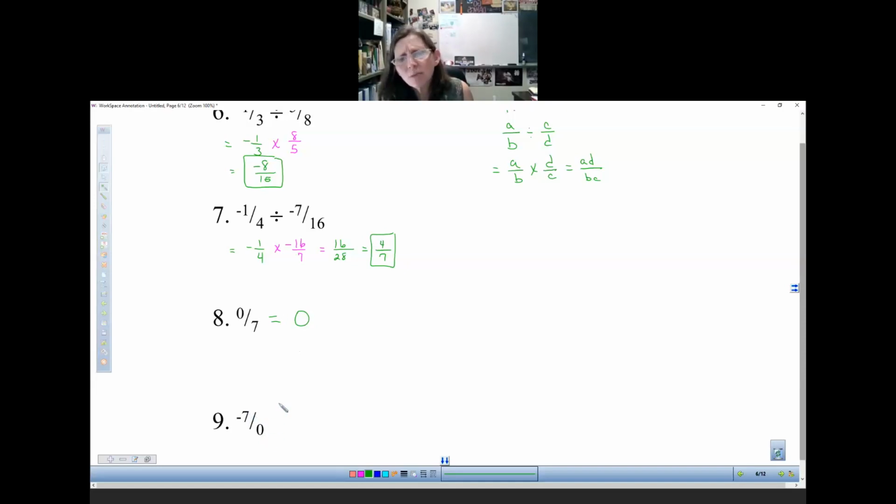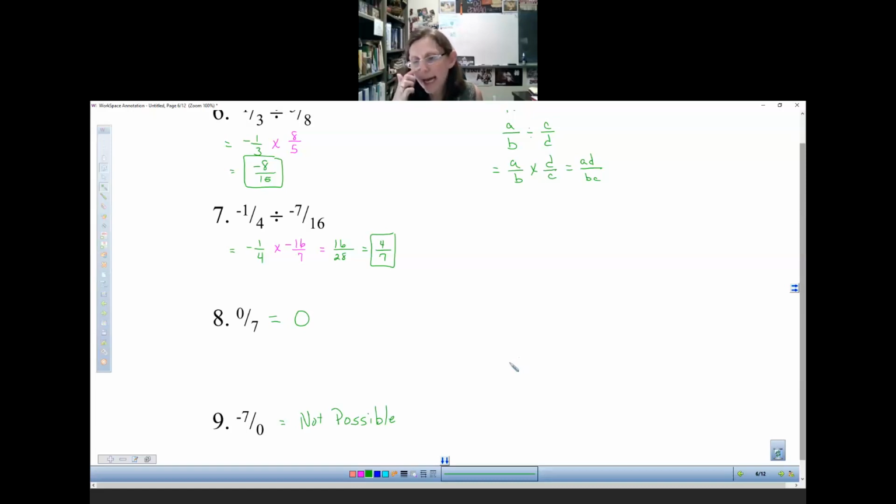So division by 0 is not possible. And we simply say, we can't do this. It is not possible, right? If you punch it into your calculator, if you do negative 7 or positive 7 divided by 0, it's going to probably say math error. Okay, and it's not because of human error, it's because we can't divide something by 0.